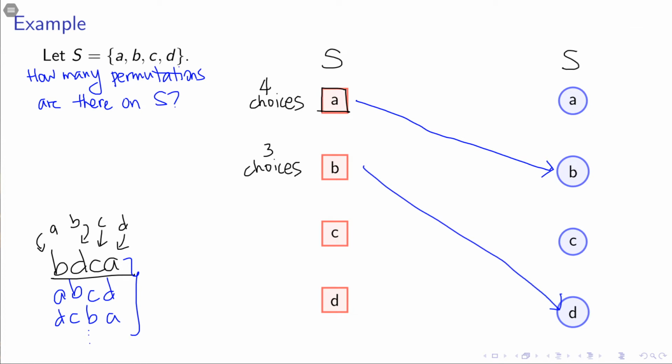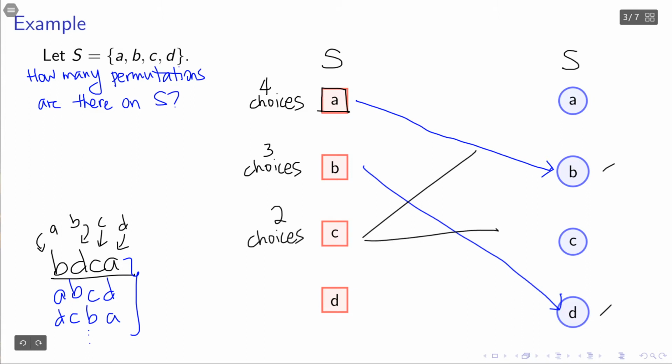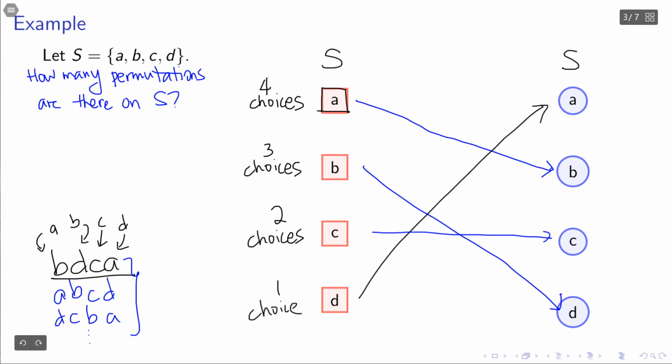And you should see where this is going now. Now you only have 2 choices left for C, because you've already mapped A and B on the left to B and D on the right. Right, so for C, you can only map it to A and C. We choose C. And finally, when we get to the last element here, well, we have no choice but to map it to A. Right, so I'll write that in blue here, A.